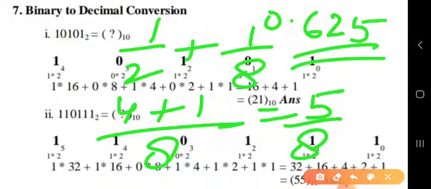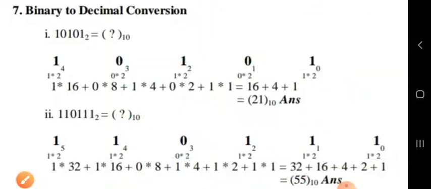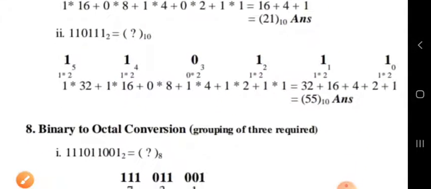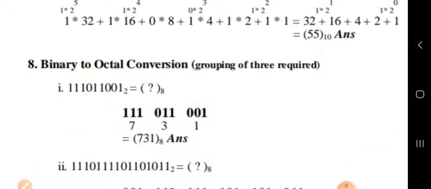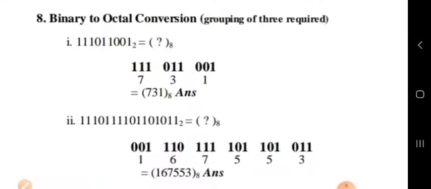So this is the way to convert any binary fraction number into a decimal fraction. Hope you all got it. Now the next one: binary to octal conversion. And I tell you very frankly, it is also very easy, because here you don't have to do much.